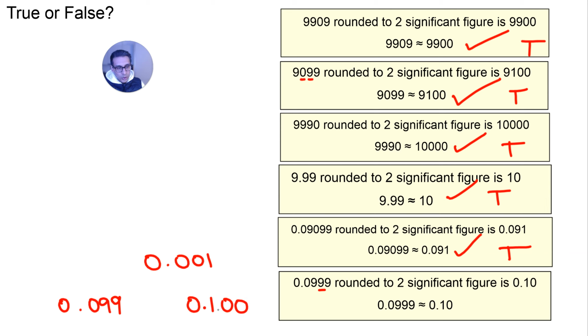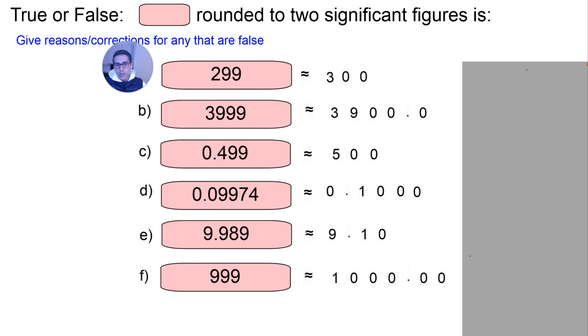So this is actually the same question as we did on the previous slide. So this is going to stay as 0.100. So this is false. This should be 0.100. That's the correct answer. Okay, so have a go with this, checking whether these are true or false.